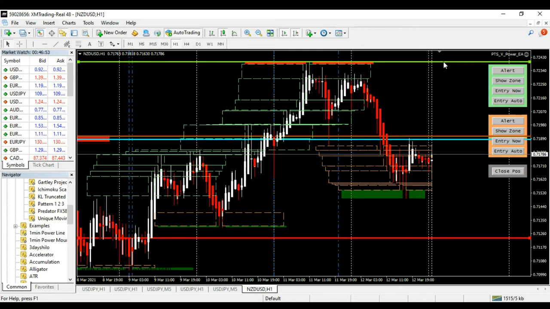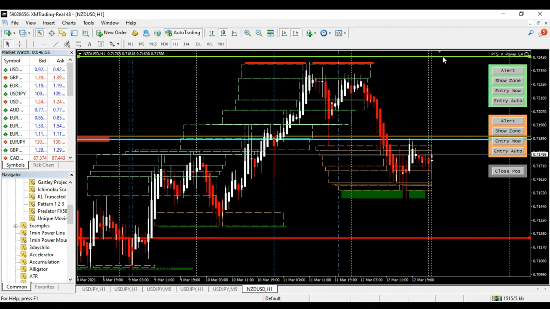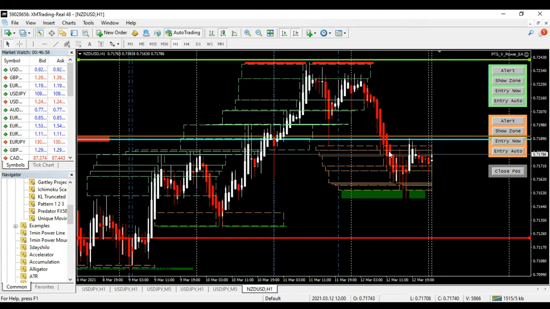So like I was saying in that previous video, because I've been waiting for so long, if I have to pull my entry right here, right now, because of this pullback that I've seen, I said okay, pull my entry pending order on 0.71890, which is the pullback in the pullback itself.